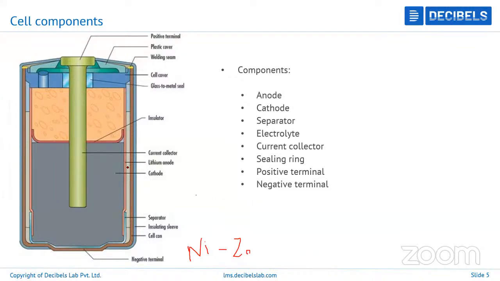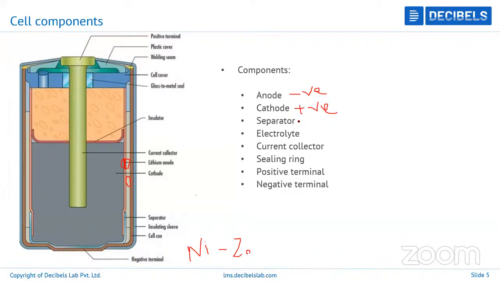Here you can see the anode and cathode. This red wall that we see is the anode, and the gray portion just next to the anode is the cathode. In between the anode and the cathode, there will be something called a separator. Your anode will be your negative terminal and your cathode will be your positive terminal. This is usually the sign convention that's followed.